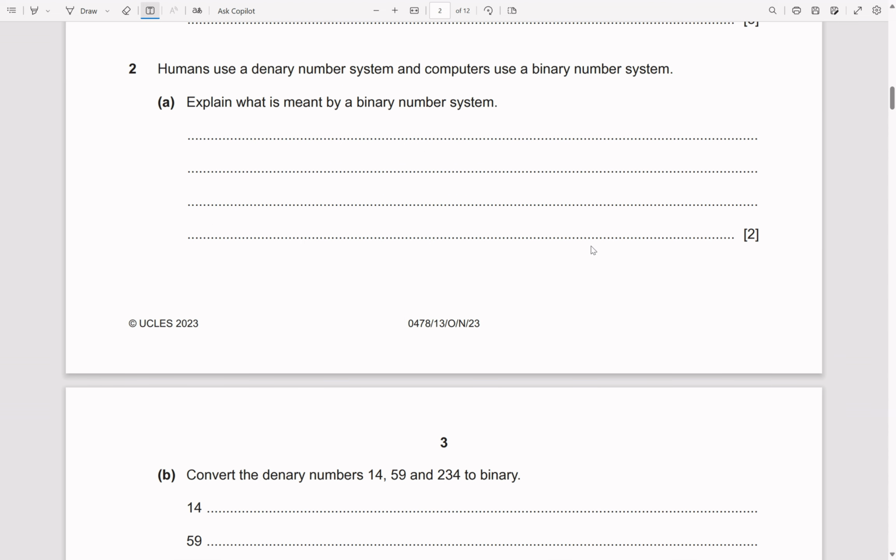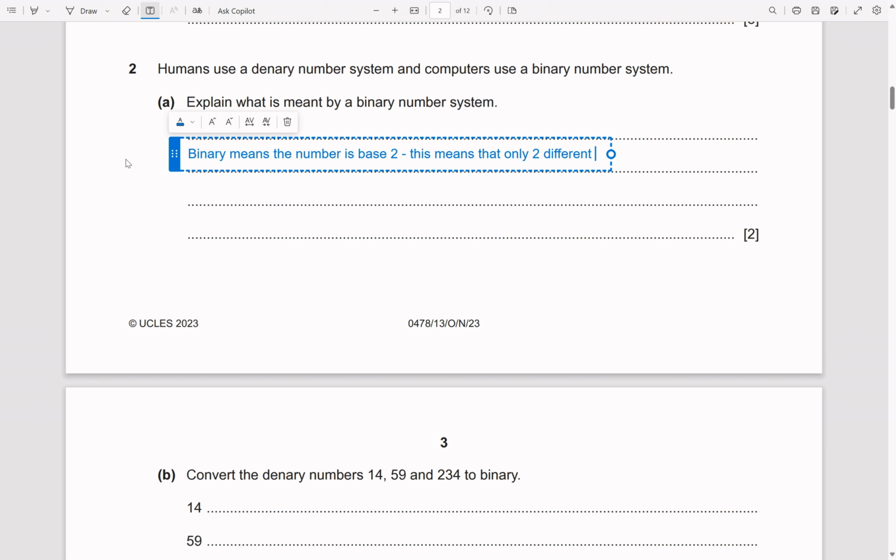Humans use a denary number system and computers use a binary number system. Explain what is meant by binary number system. Right, so we can say binary means the number system is base 2. And this means that only 2 different digits, in brackets, they're going to be bits in binary's case, are available.